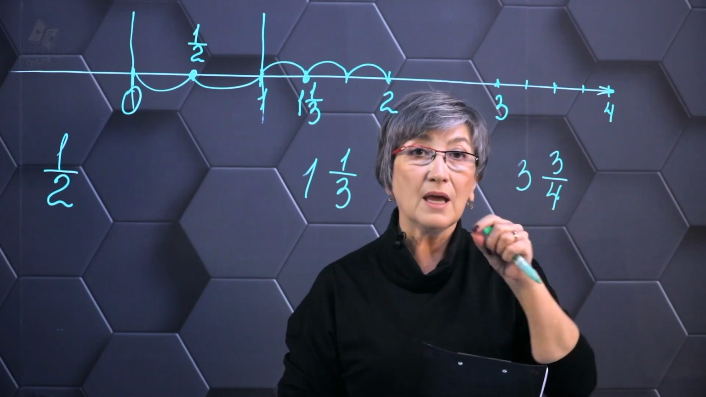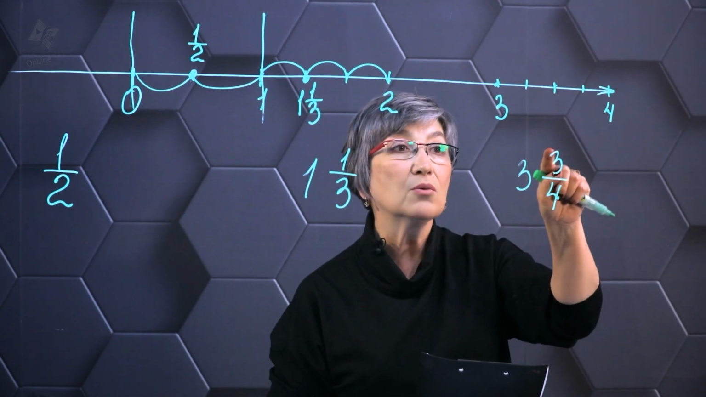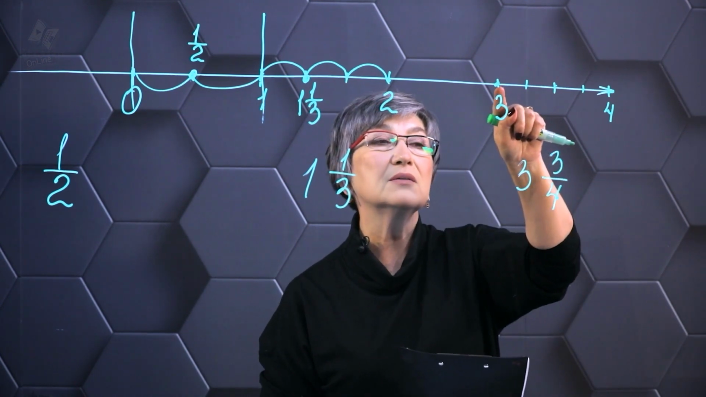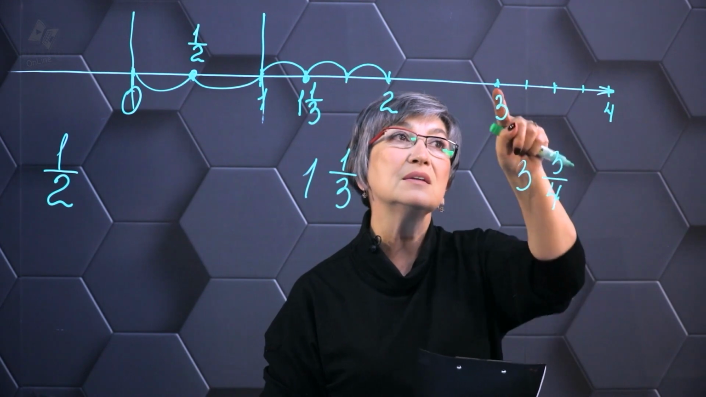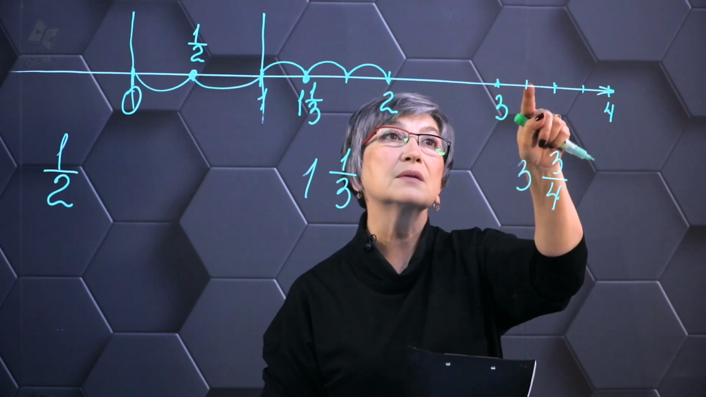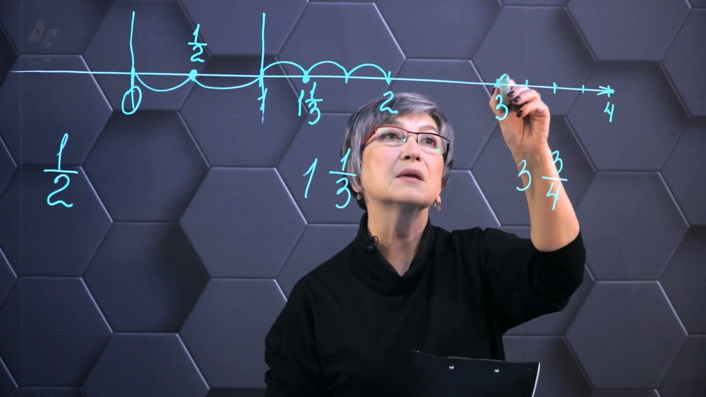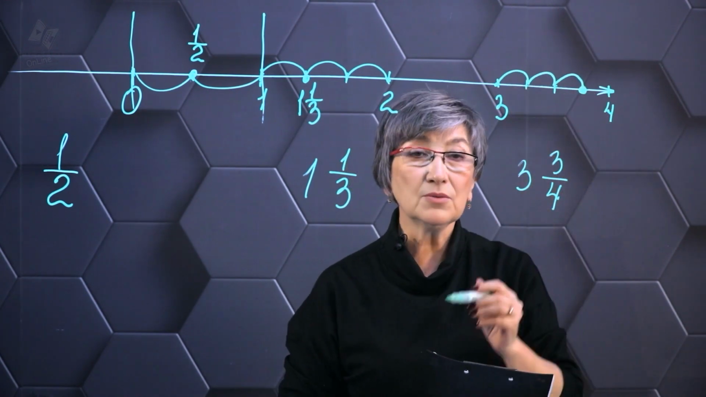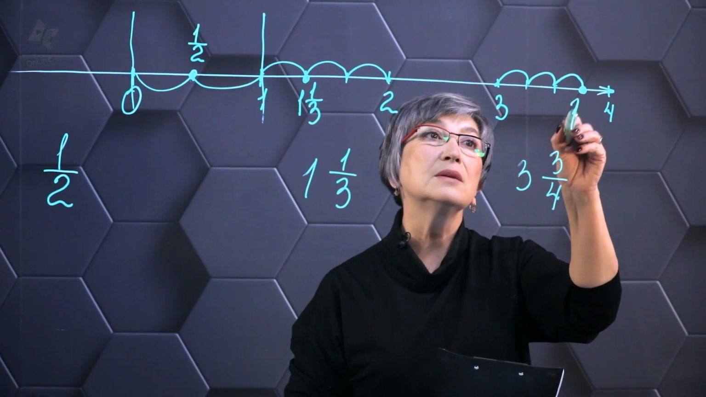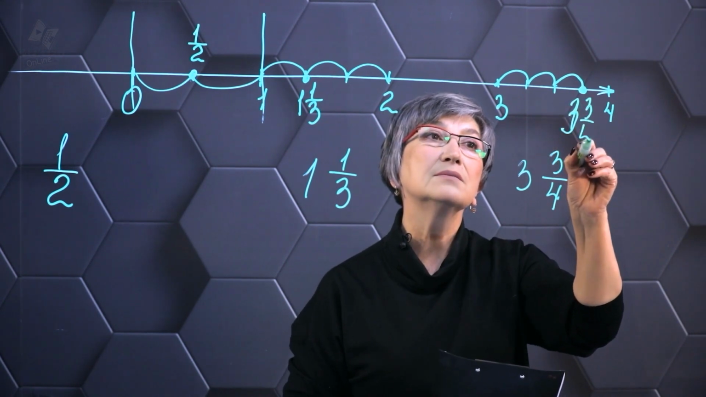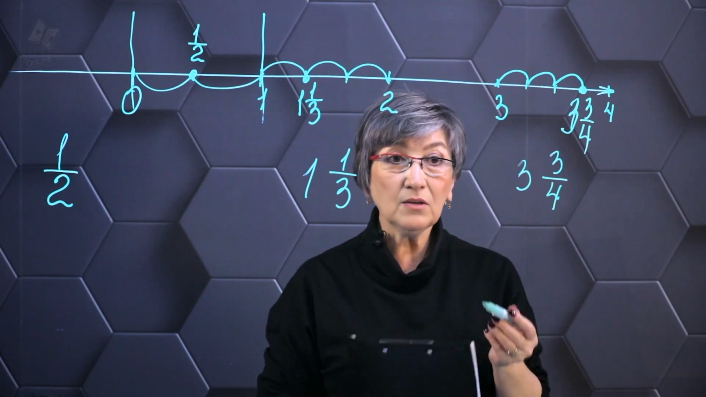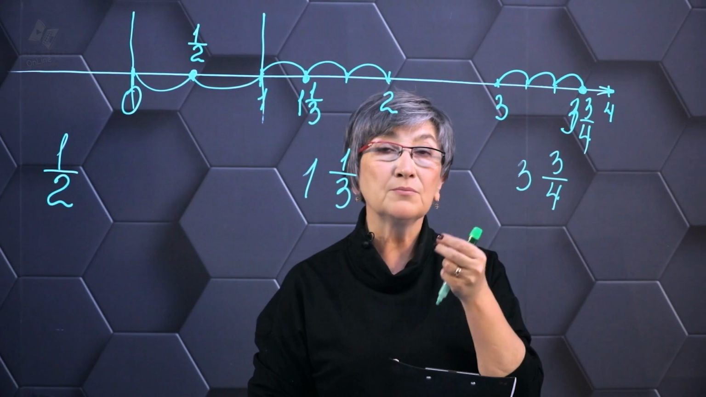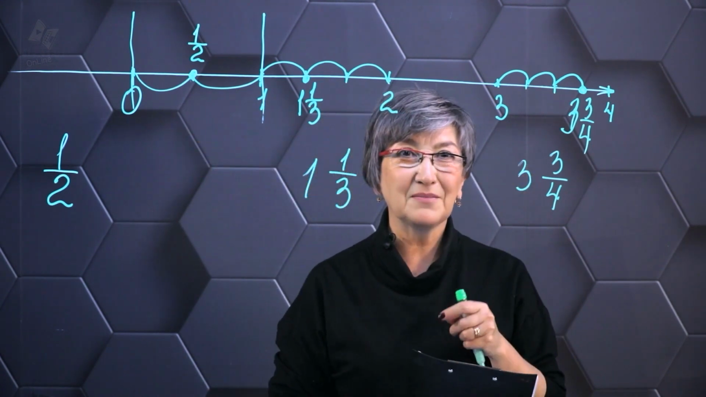Equal parts. And now I count 3 parts out of 4. That is 3 whole and 3 parts out of 4. Let's count. 1, 2, 3. And this point, that's 3 whole and 3 fourths. And that's how you show where the fractional number is on the coordinate line.